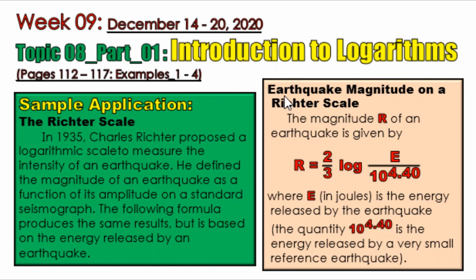So we have earthquake magnitude on the Richter scale. The magnitude R of an earthquake is given by R is equal to 2/3 times the logarithm of E over 10 raised to 4.40, where E in joules is the energy released by the earthquake. The quantity 10 raised to 4.40 is the energy released by a very small reference earthquake.